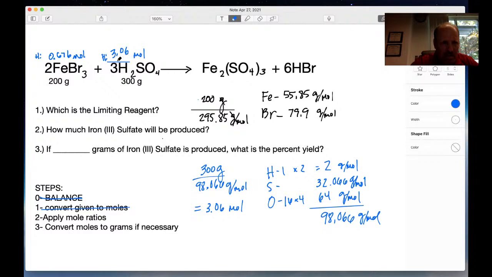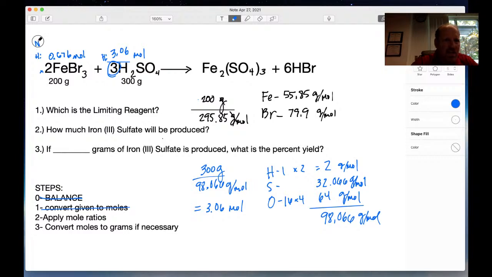We're going to create a fraction. So we're going to take the number of moles divided by the coefficient in front. Essentially 3 moles divided by 3, which is 1. You multiply by the coefficient in front of the one you're looking for. So 3 divided by 3 is 1, times 2.